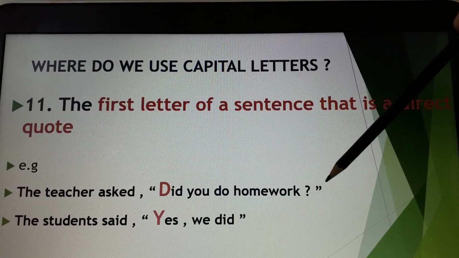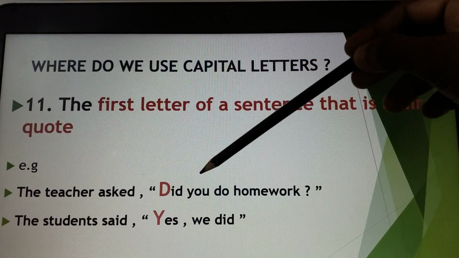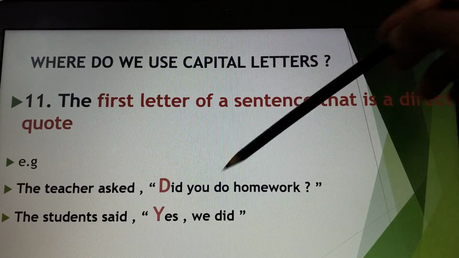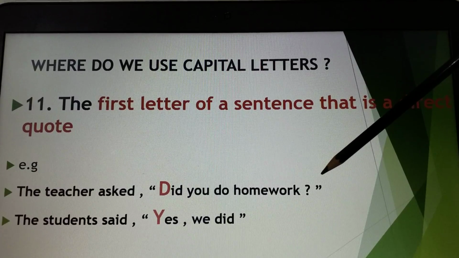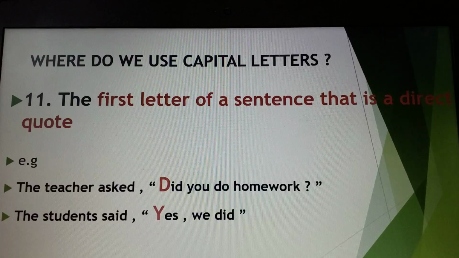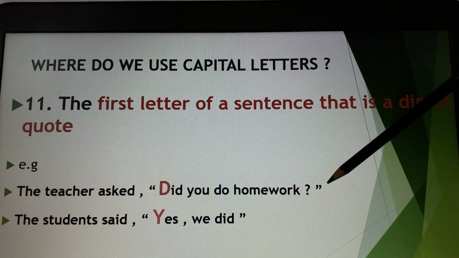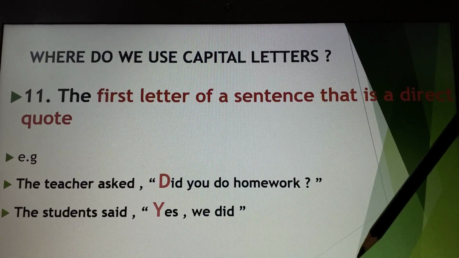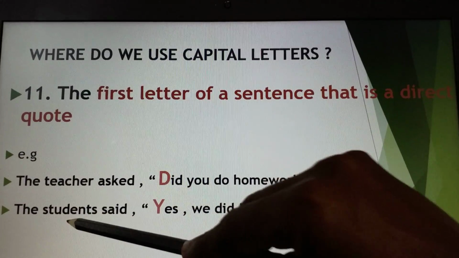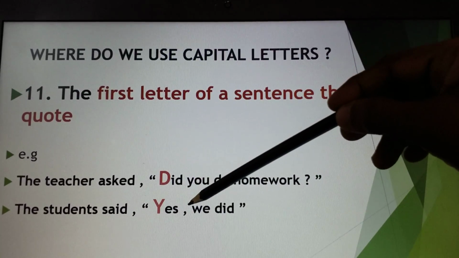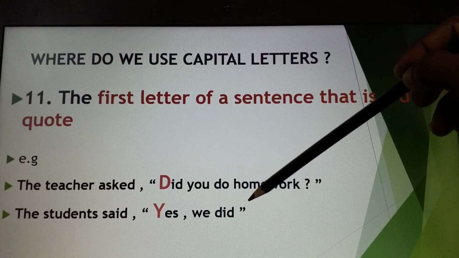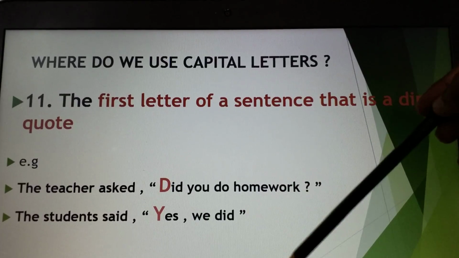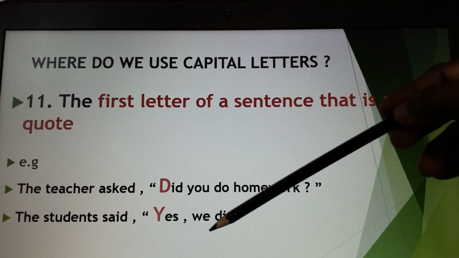Now look at this part. It's a direct quote. This is what the teacher asked. What did the teacher ask? The teacher asked, "Did you do homework?" Then what did the students say? The students said, "Yes, we did." This is the direct quote. Yes, we did. That means, what did students say?